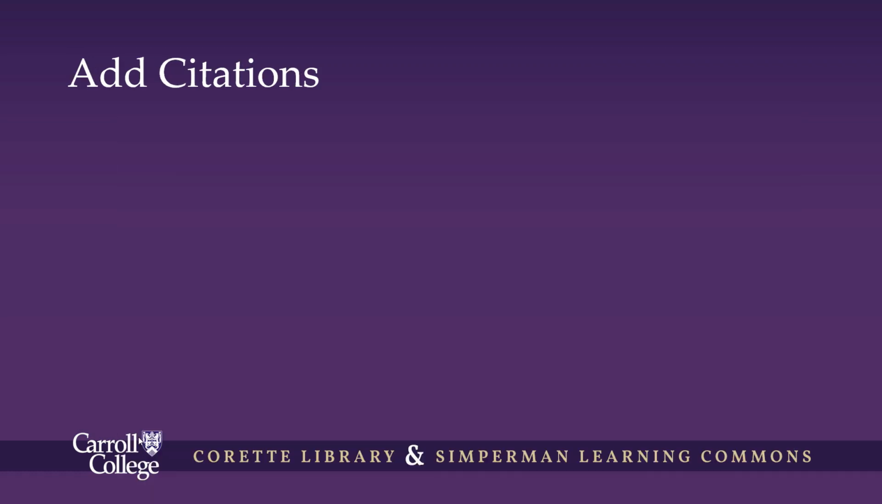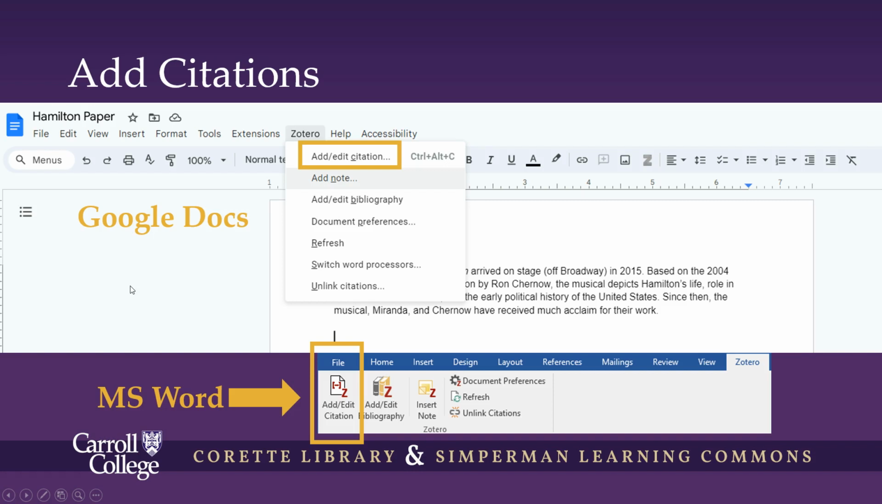Now that we've added an item to our Zotero library, we're ready to cite it in our paper. You can add citations in your word processor of choice, for example, Google Docs or Microsoft Word. Write or find a sentence that needs a citation. Make sure that the cursor is at the end of the sentence that needs a citation. Look for the Zotero menu and click Add Citation.